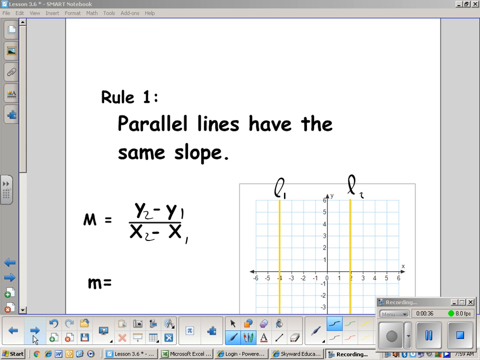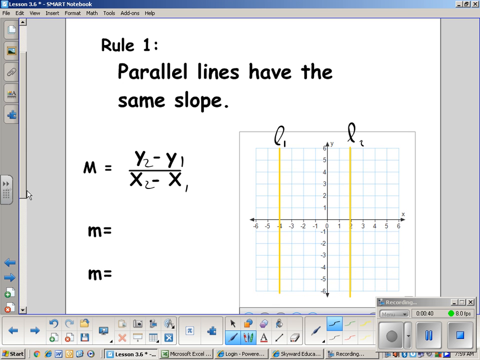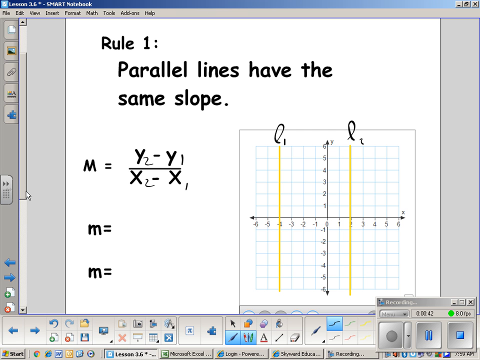And so the first thing we'll get into is parallel lines have the same slope. Rule number 1, parallel lines have the same slope. And I'll pause this while you copy that down. I'm reminding you here what the rule for finding the slope is.